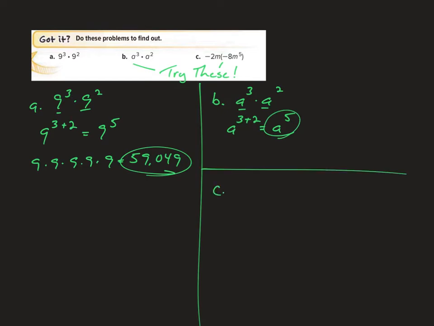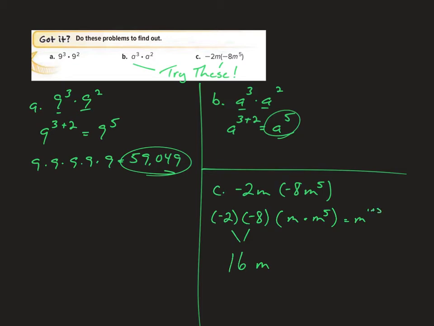For C, we've got negative 2m times negative 8m to the 5th. We group our like terms. So that would give us negative 2 times negative 8, and then m times m to the 5th. Negative 2 times negative 8 is positive 16. And m times m to the 5th would be the same as saying m to the 1 plus 5, which would equal m to the 6th. So our final answer would be 16m to the 6th.